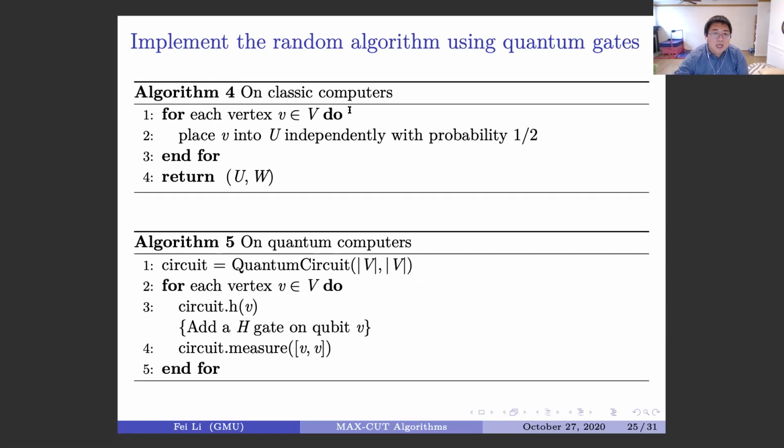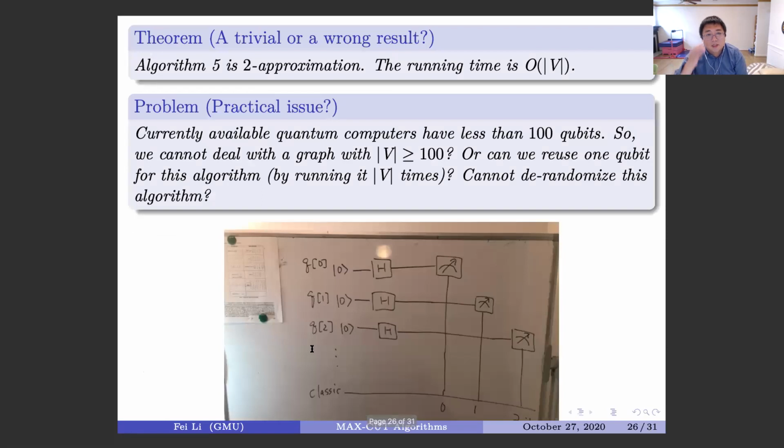For the classical randomized algorithm, we put every vertex into the set U independently with probability 1/2. So we add Hadamard circuits here and then measure that. We do nothing fancier, but we get an algorithm with a 2 approximation ratio. This is pretty trivial.